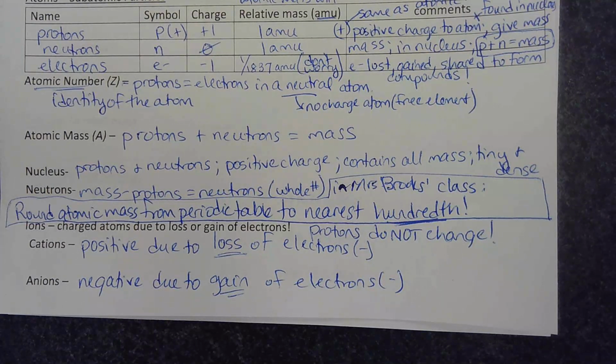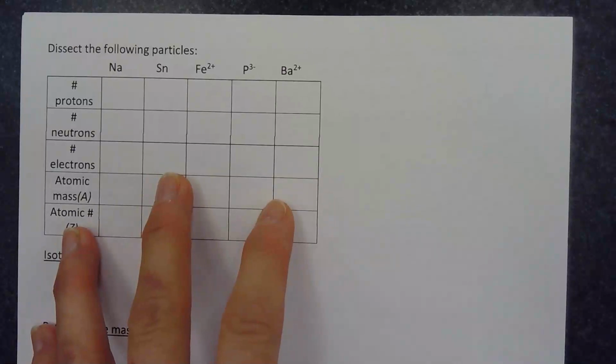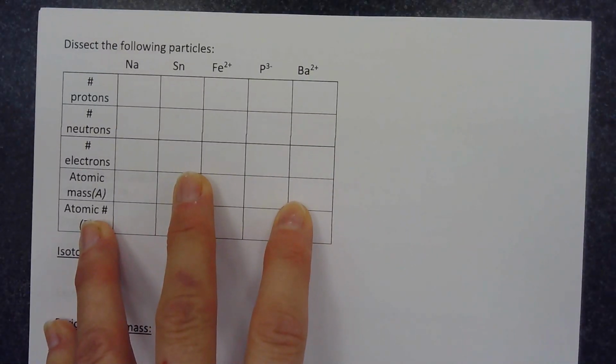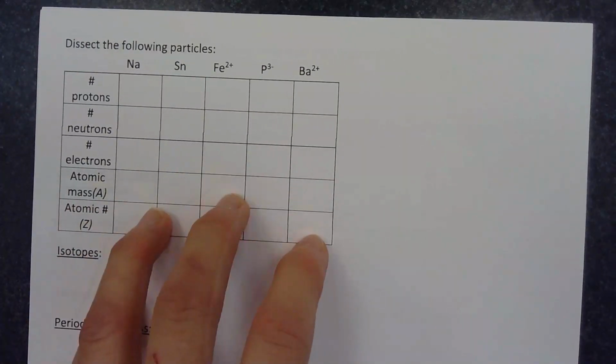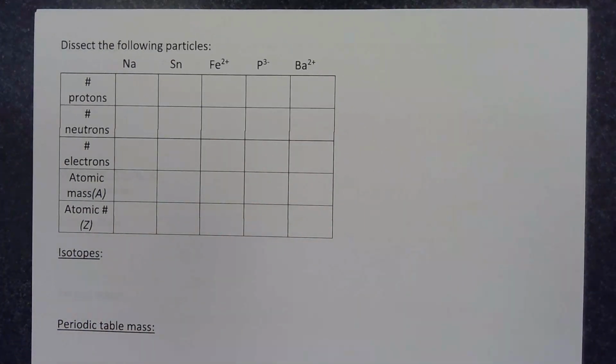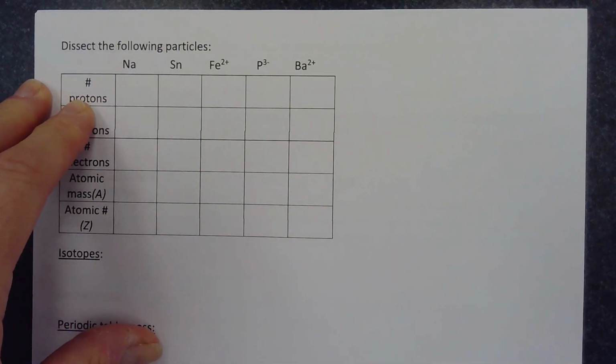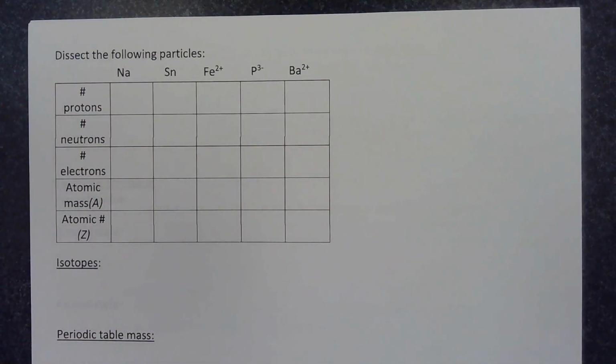All right. Now, flip the page, and we're going to do this exact same thing that we've been talking about for each of these particles. This is why you needed your periodic table. So grab that periodic table, and we're going to dissect the following particles. So find sodium on your periodic table. Tell me how many protons sodium has.